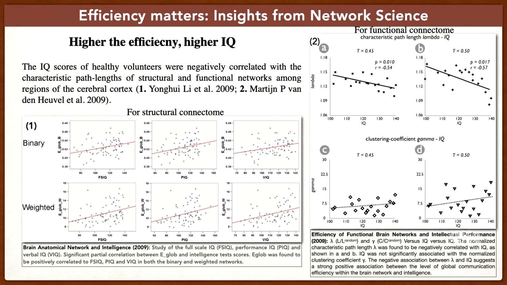Similarly, in the case of the functional connectome, it was found that IQ is negatively correlated with path length, and efficiency is the inverse of path length. So it means it's positively correlated with efficiency. Whereas at the same time, clustering doesn't show this feature. Why? Because the clustering feature is there for segregation. For integration, it's efficiency which is important.